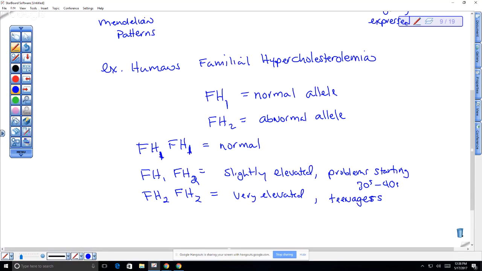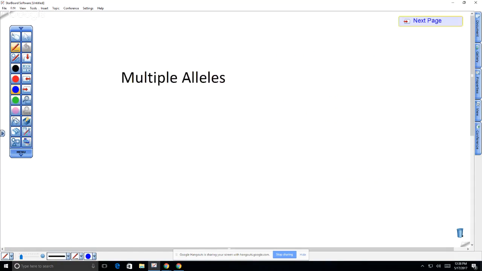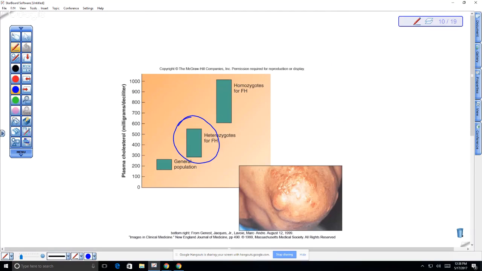So this is an example of incomplete dominance because the heterozygous individuals are different from the normal population and different from the people that are homozygous for the allele. Another sign that you have it is that you can get so much cholesterol in your blood that it gets deposited in tissues, like in the elbows. That's one sign of cholesterol coming out of the blood and into the tissues. So this just shows plasma concentrations of cholesterol.